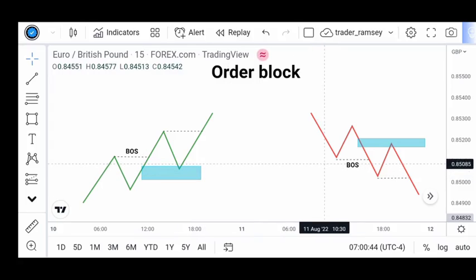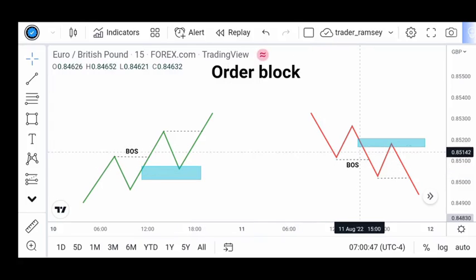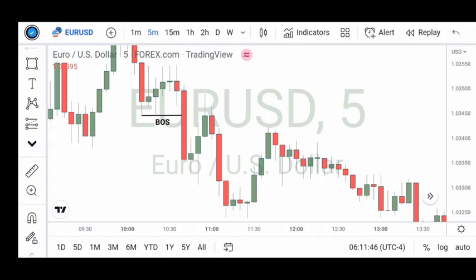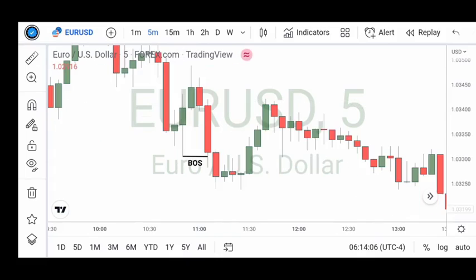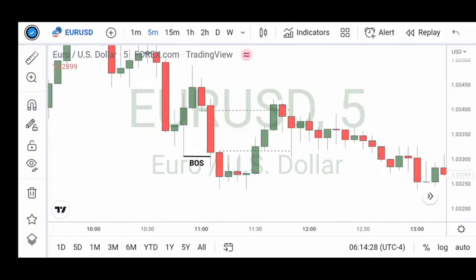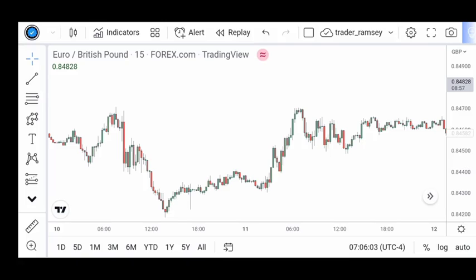In a bearish market, before we broke structure right here, the last bullish candle we had with an imbalance just close to it is our order block. We have a break of structure, and this last big bullish candle before we broke structure is our order block. It has an imbalance on it. We have a break of structure, we have an imbalance, and the last bullish candle before we broke structure is our order block.